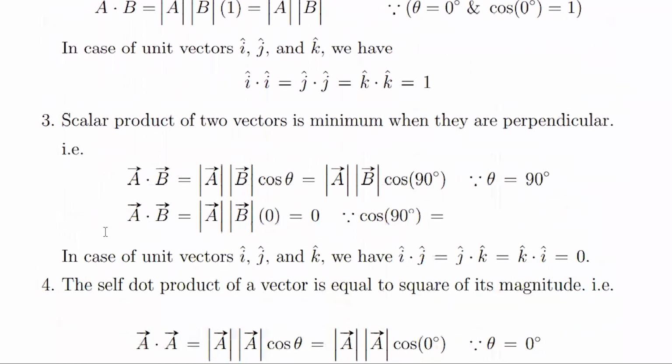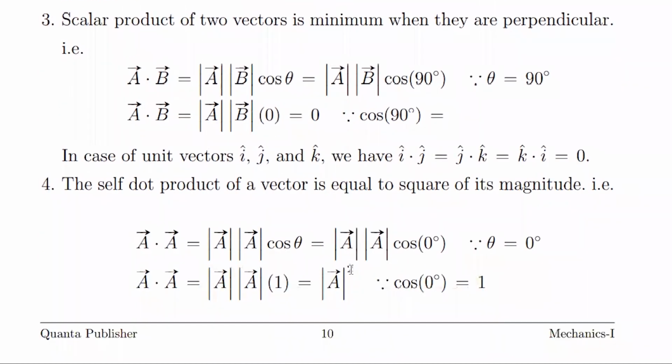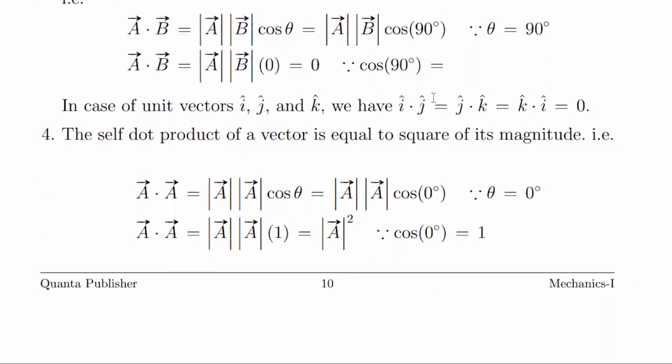Now the scalar product has the minimum value when the vectors are perpendicular. Perpendicular means theta is 90. Then cos 90 is equal to 0. So we can write A dot B is equal to AB into 0, which is equal to 0. Similarly, their unit vectors can also be written as I dot J equal to I magnitude, J magnitude, and cos 90. I magnitude is 1, J magnitude is 1, and cos 90 is 0. That's why I dot J is equal to 0. Similarly, J dot K is equal to 0 and K dot I is equal to 0.